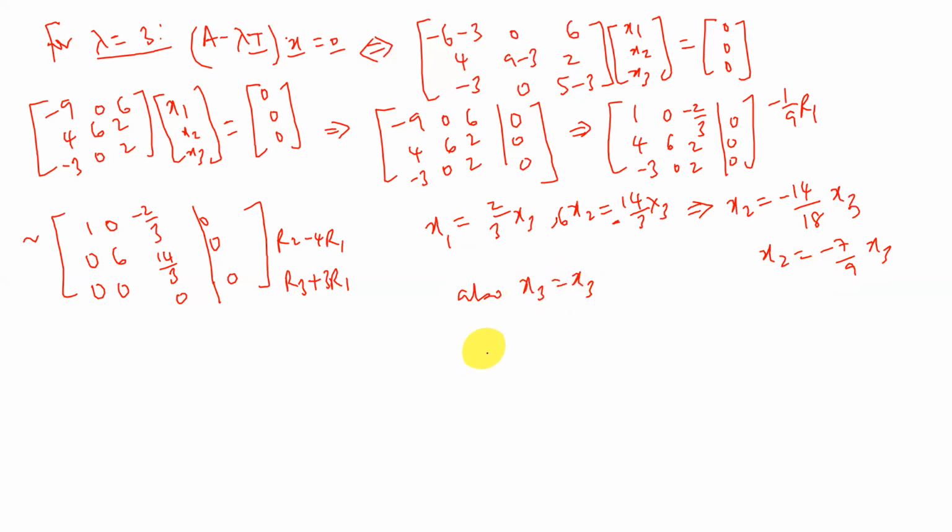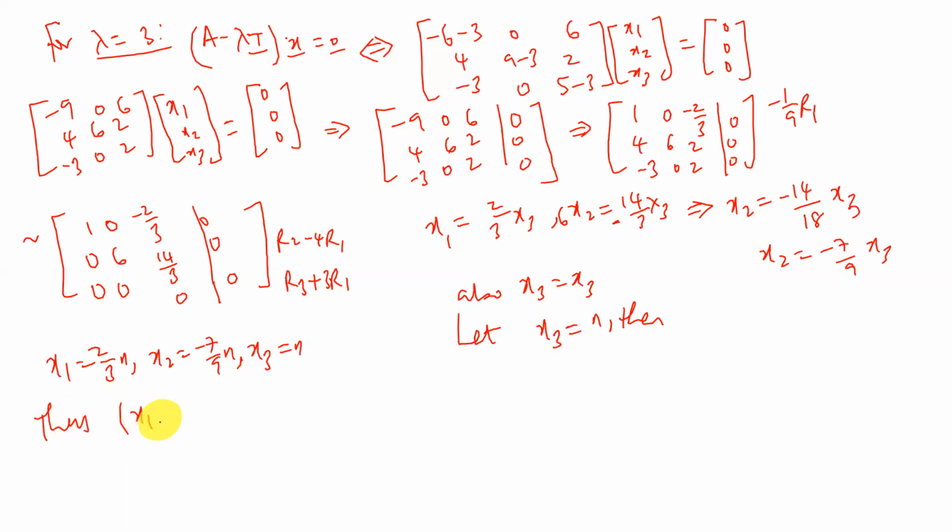Right. With this, then we're able to say if you let x3 be equal to n, then x1 is 2 over 3 n, x2 is minus 9n, x3 equals that. That's x1, x2, x3. What is x1?